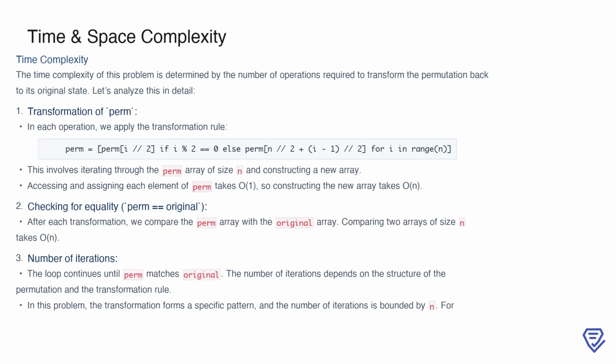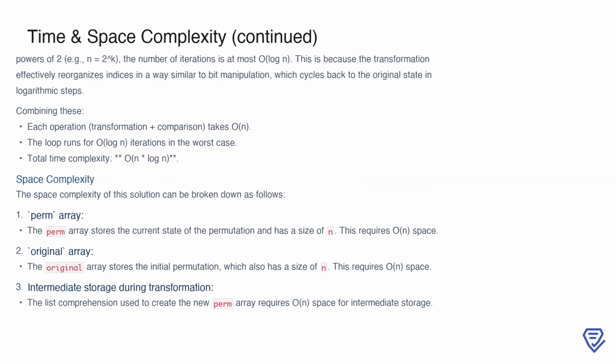Finally, the number of iterations depends on how the transformation cycles through all possible states of the permutation. While this count depends on the structure of the permutation, it is bounded by the size of the array, n. For powers of 2, this upper bound is further reduced due to the cyclical nature of the transformation, which we will discuss next. For arrays where n is a power of 2, the transformation organizes indices in a manner that resembles bit manipulation. This pattern guarantees that the permutation cycles back to its original state in at most log n steps.